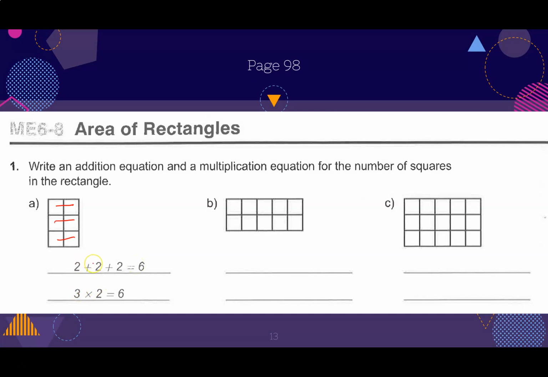Alternatively, you can use a multiplication equation to find the area of this rectangle. 3 units by 2 units. 3 times 2 is 6. Please try B and C on your own.